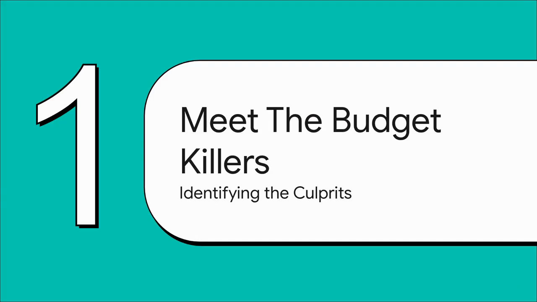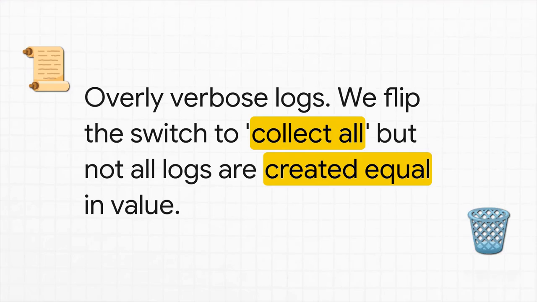To solve this problem, we've got to identify the culprits first. So let's get into our first section and meet the three main things that are absolutely killing your budget. First up, the most common offender by a long shot: overly verbose logs. You know how it is. We just flip the switch to collect all from our apps and services, and bam, we are suddenly ingesting mountains and mountains of data into Log Analytics.